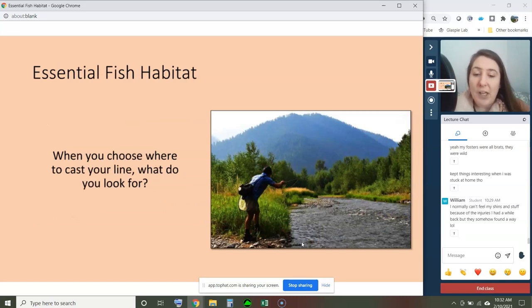So before I start, I know I do have some people who enjoy fishing in this class. And I wanted to know, when you choose where to cast your line, what do you look for? You can just put it in the comment box if you want, or you can unmute yourself. What kind of features do you look for?